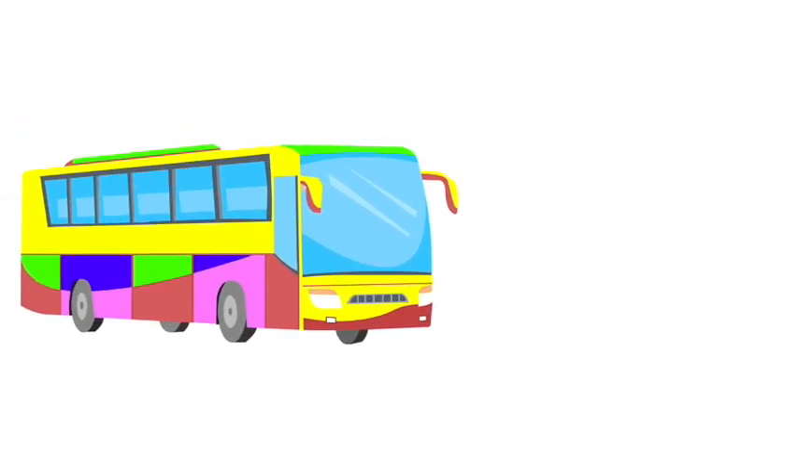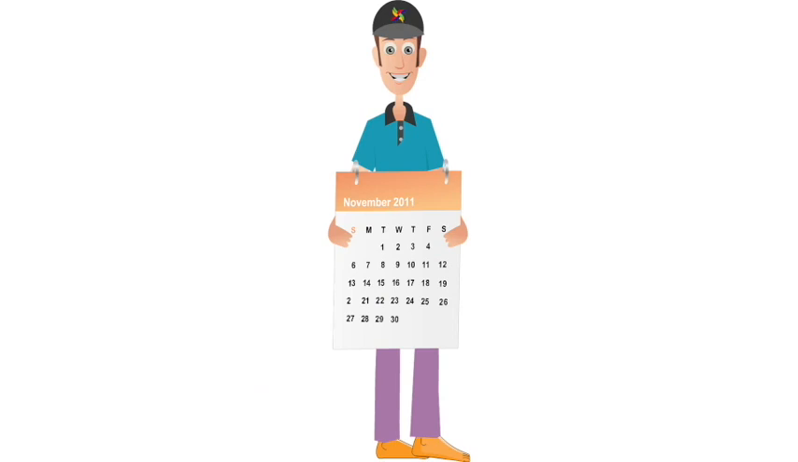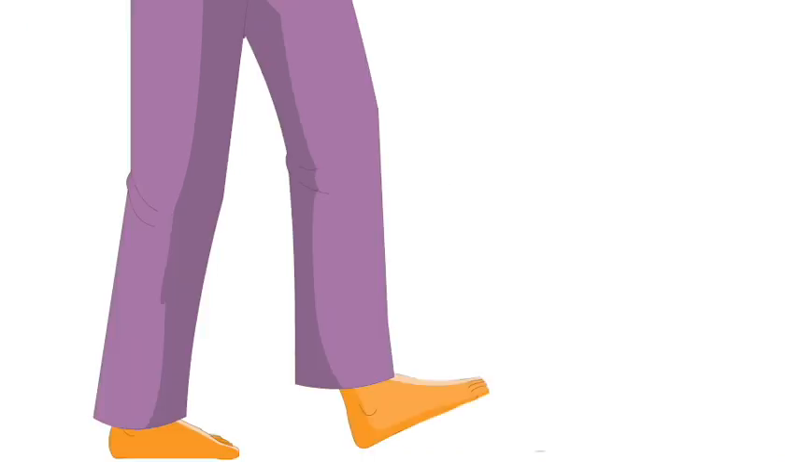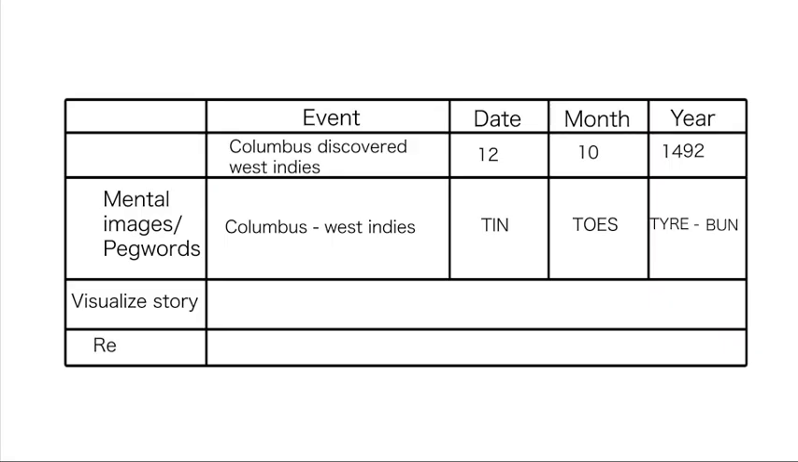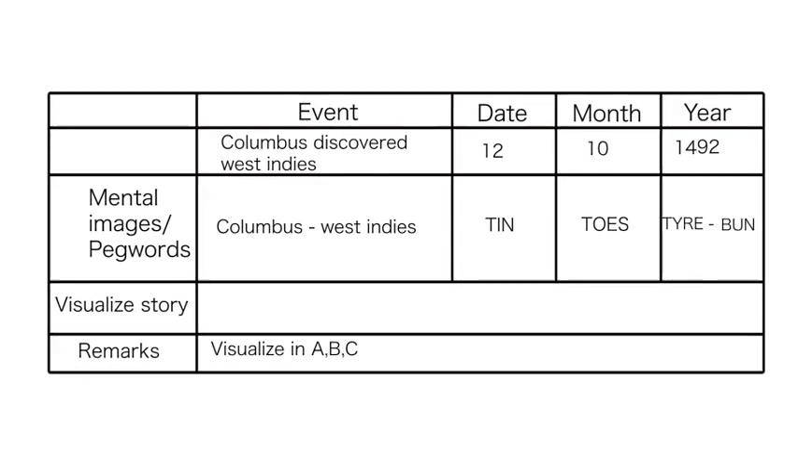Imagine a colorful bus entered West Indies. He opened the calendar. From the calendar, a big tin is falling down. The tin falls down on toes. With toes, you hit a big tire. Inside the tire, somebody is pasting bun. Remarks. Visualize an A, B, C. That is action, big or small, and crazy. Like this, you can remember any history dates very easily.